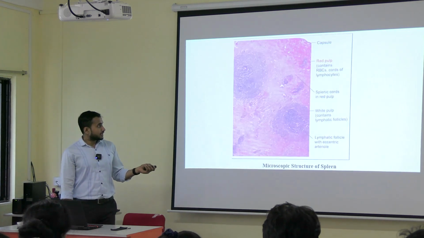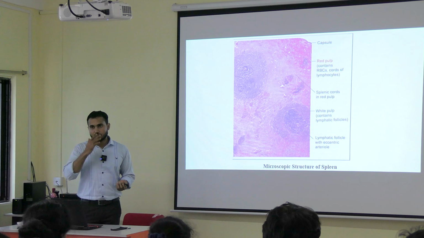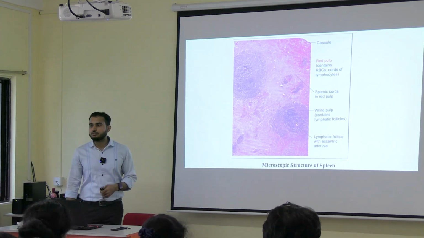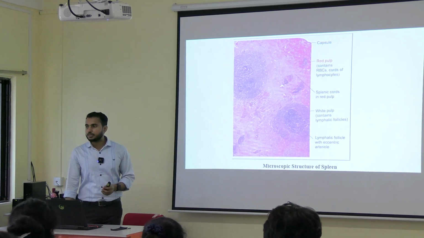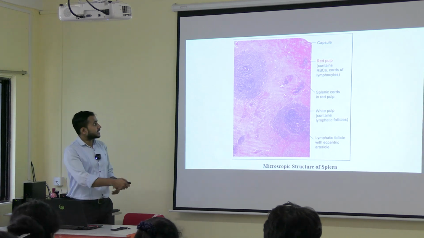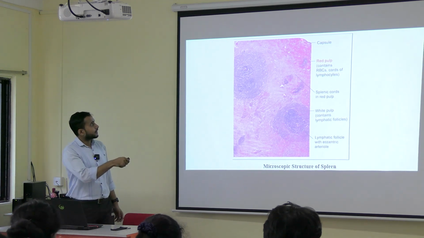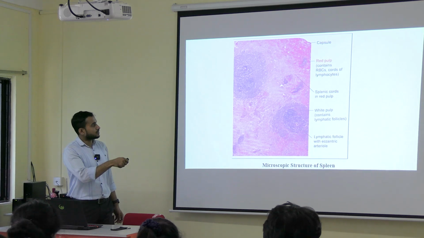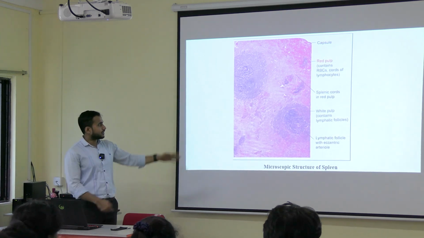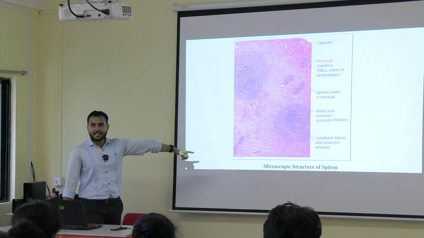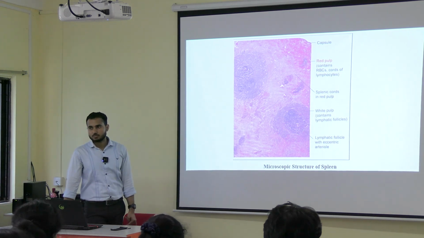This is the schematic diagram. Now, this is the original low magnification image of spleen. ठीक है? तो पहले क्या दिख रहा है? Can you see the capsule? I hope you can see the capsule. Yes. After that, anyone, can you identify where is the red pulp and where is the white pulp?